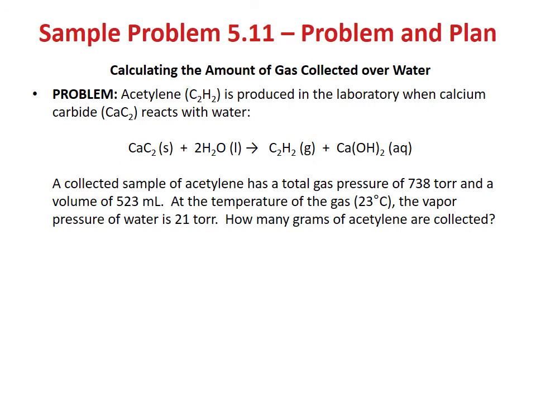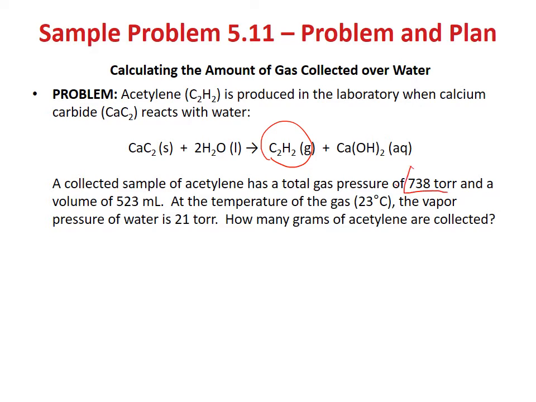Sample problem 5.11. Acetylene is produced in the laboratory when calcium carbide reacts with water. So this is the acetylene. A collected sample of acetylene has a total gas pressure of 738 torr and a volume of 523 milliliters. At the temperature of the gas, which is 23 degrees, the vapor pressure of water is 21 torr. How many grams of acetylene are collected?